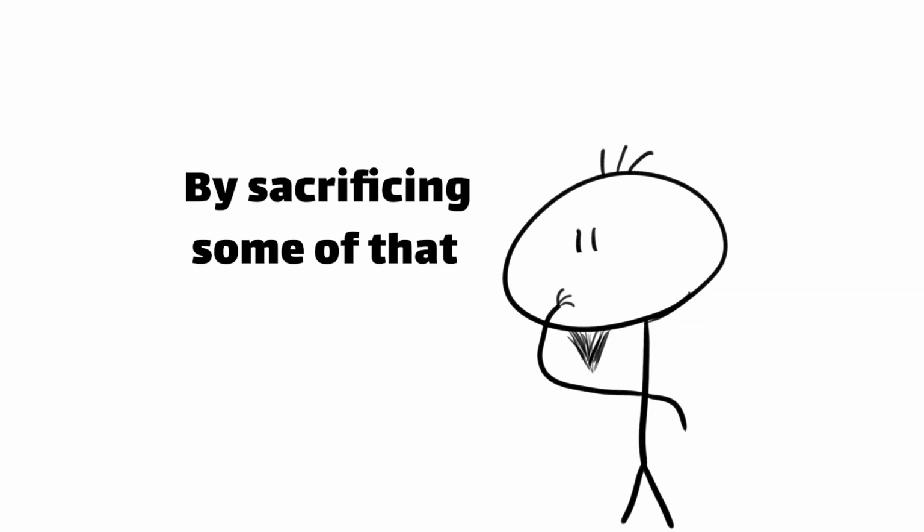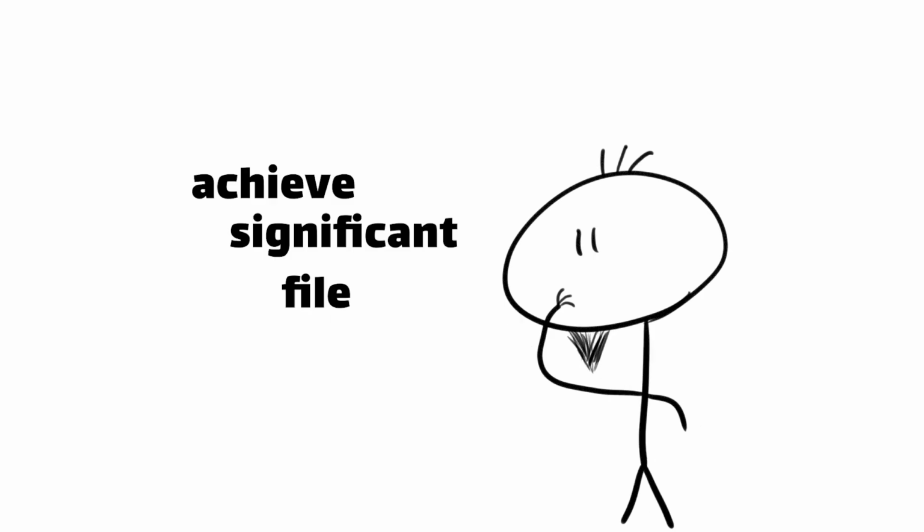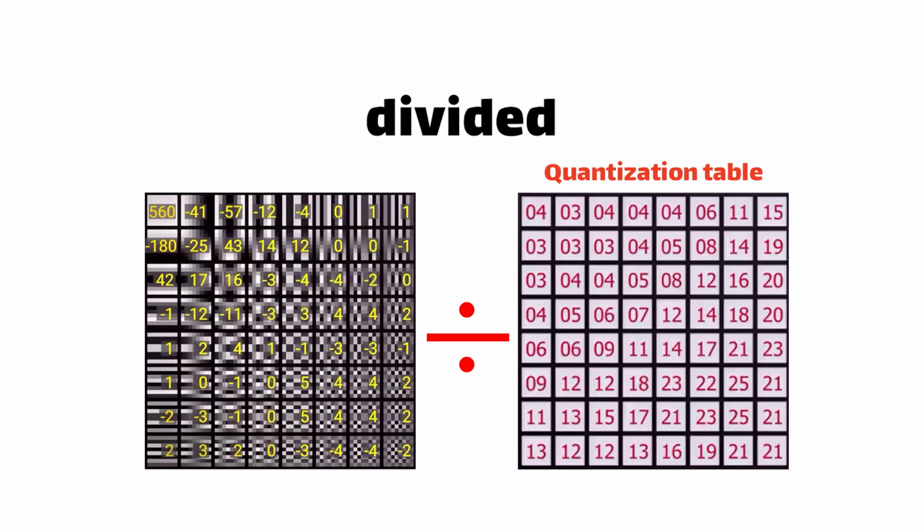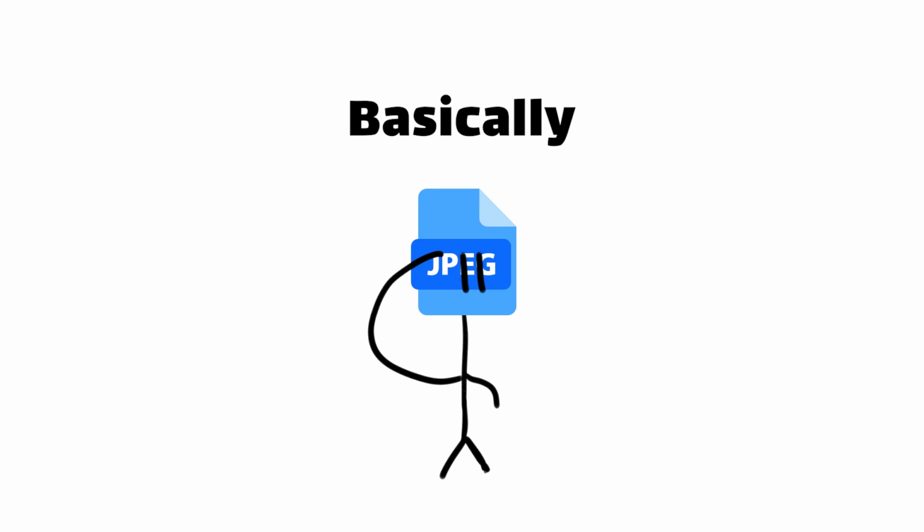By sacrificing some of that high-frequency information, JPEG can achieve significant file size reduction while preserving the overall visual quality of the image. During quantization, each frequency coefficient is divided by a quantization value from a predefined quantization matrix. The results are then rounded down to the nearest integer. Basically, the JPEG takes a look at it through this quantization matrix and says, "You know what?"